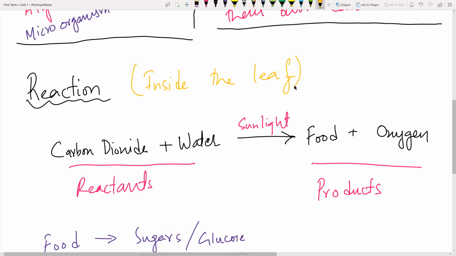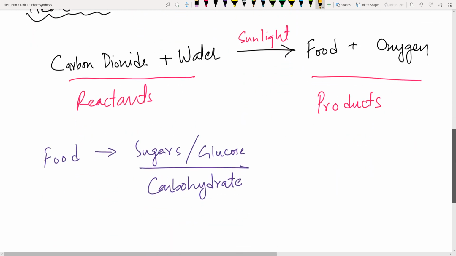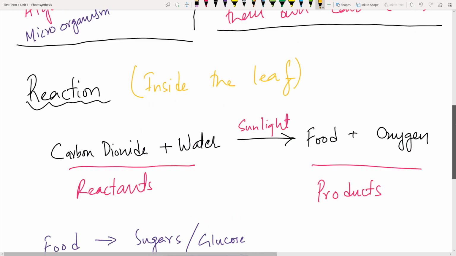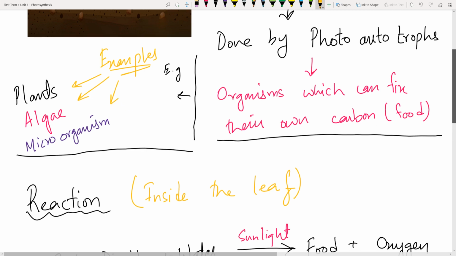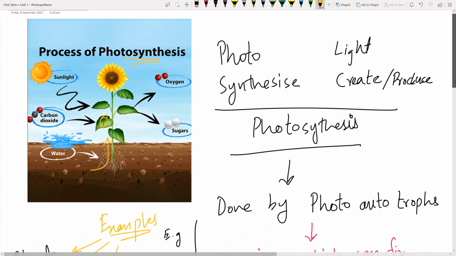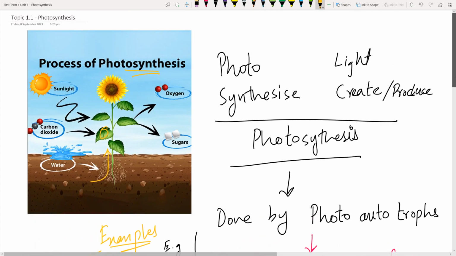So this is the basic idea behind photosynthesis: how it works, what kind of organisms, and examples. What kind of organisms do photosynthesis? We've got three major categories: plants, algae, and other microorganisms like bacteria and many other types of microorganisms. They rely on photosynthesis. So this is the basic idea of photosynthesis.